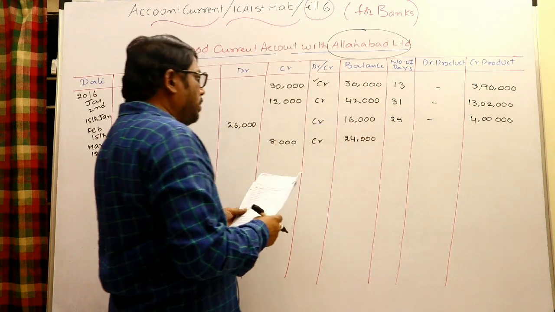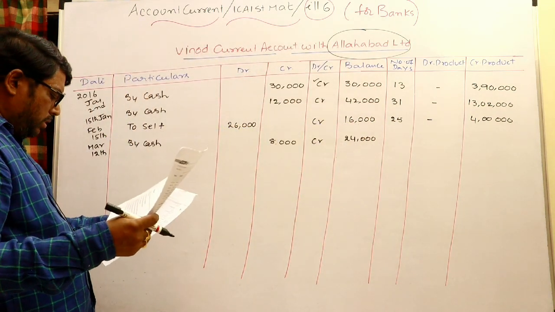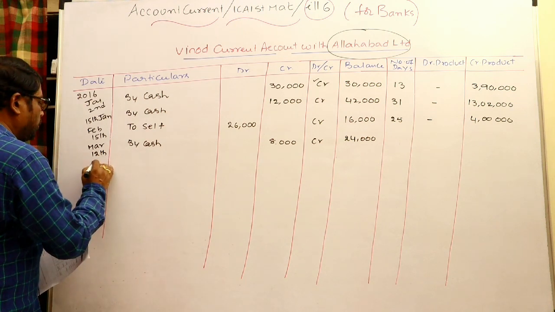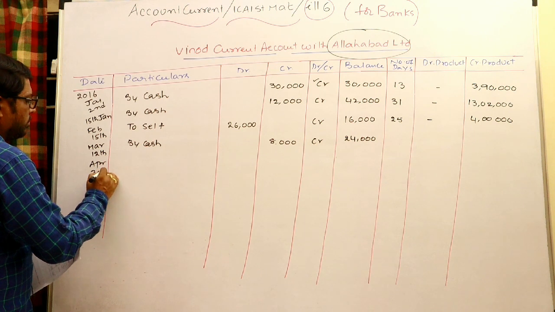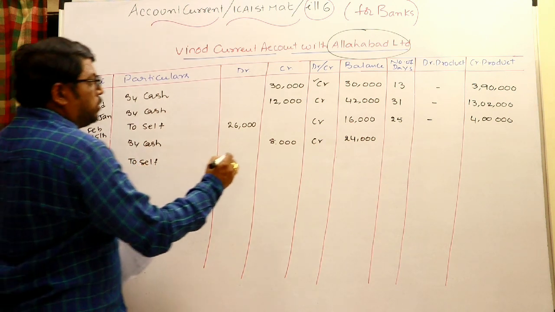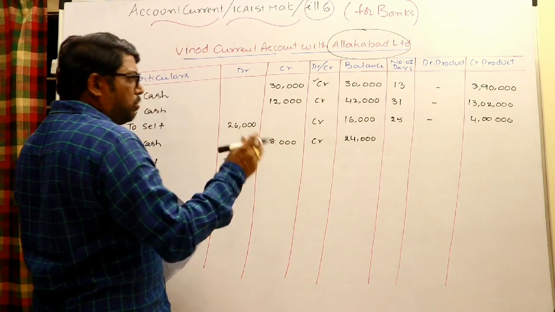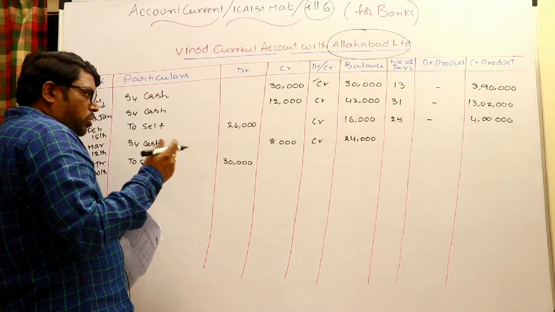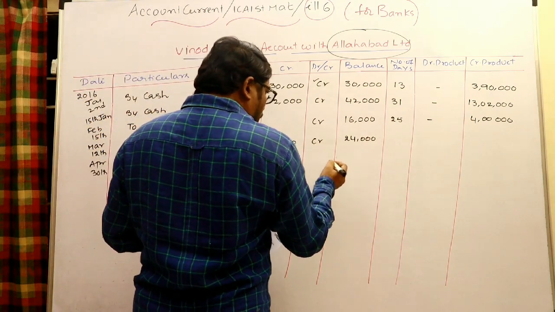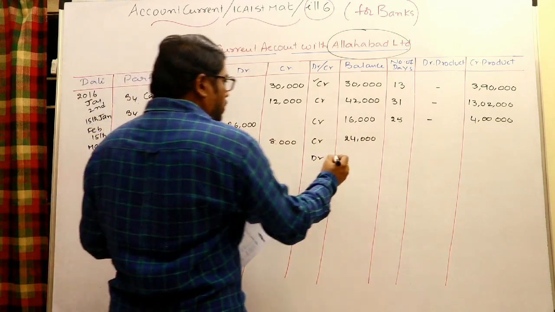To calculate the number of days for 24,000, you have to wait for the next transaction. After March 12th, the next transaction is April 10th, a 30,000 withdrawal, to self. Withdrawal means debit side, 30,000. Having 24,000 only but withdrawing 30,000, there is an overdraft. It changes to an overdraft, meaning a debit balance of 6,000.